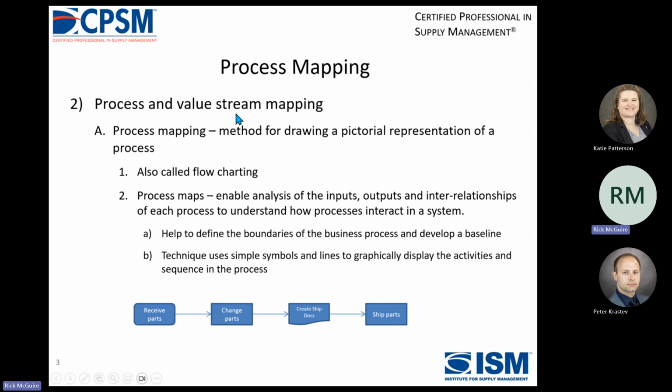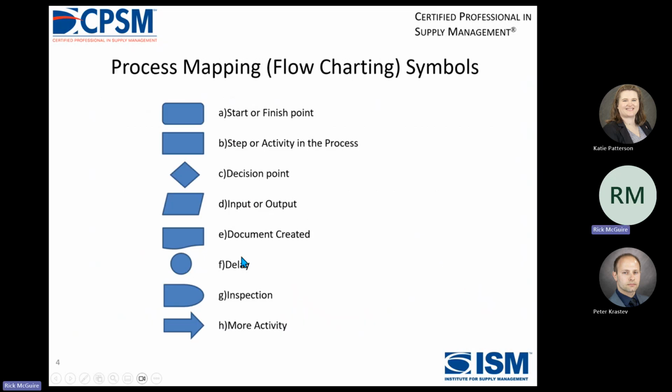And then we covered this in one of the B7 quality tools, process mapping, which is called flow charting. It enables analysis of inputs and outputs and other interrelationships, and helps you understand how a process interacts in a system. Define boundaries. Use simple symbols and lines. So here are some of the symbols that are pretty common.